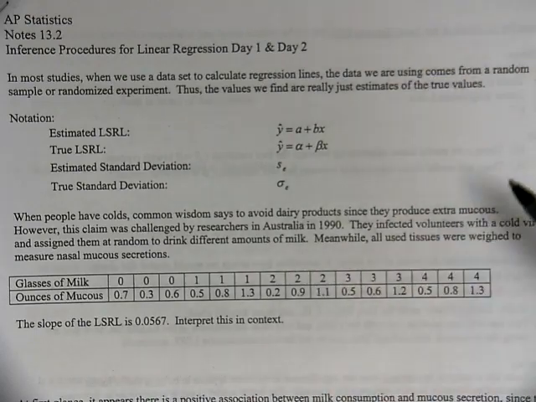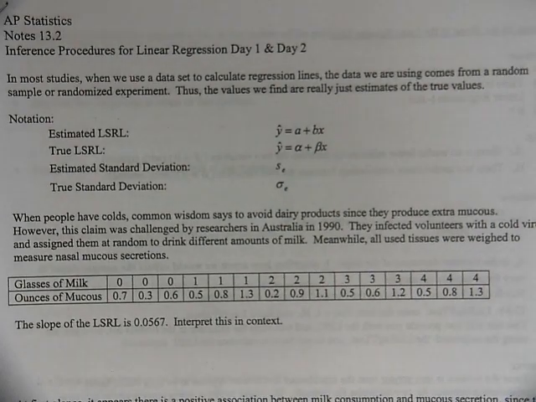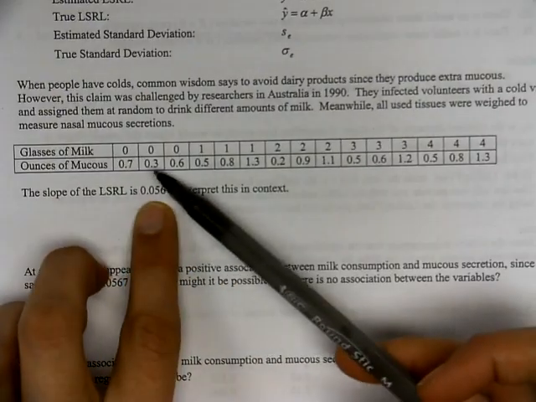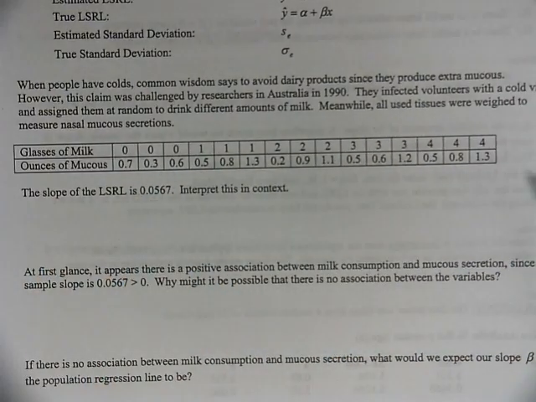So, if I had this one example, it's a weird example, but it works. When people have colds, common wisdom says to avoid dairy products since they produce extra mucus. However, this claim was challenged by researchers in Australia in 1990. They infected volunteers with a cold virus and assigned them at random to drink different amounts of milk. Meanwhile, all used tissues were weighed to measure nasal mucus secretions. Yeah, it's a weird example. But the point is, they had the glasses of milk and how much mucus they had.